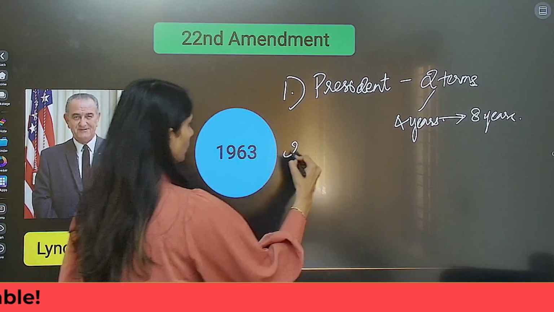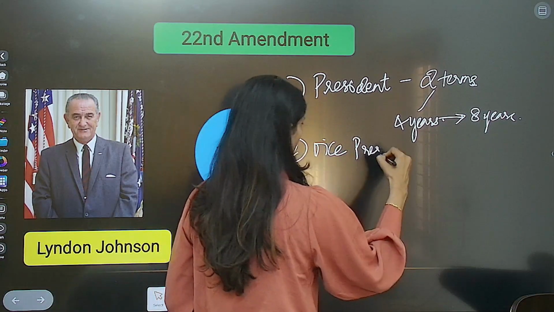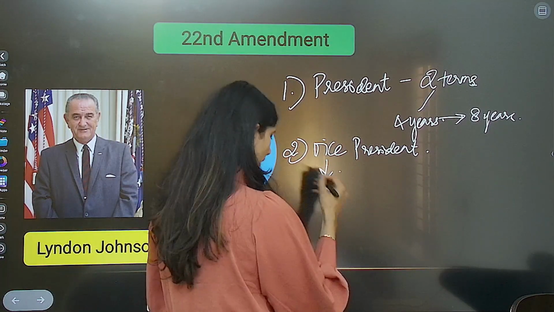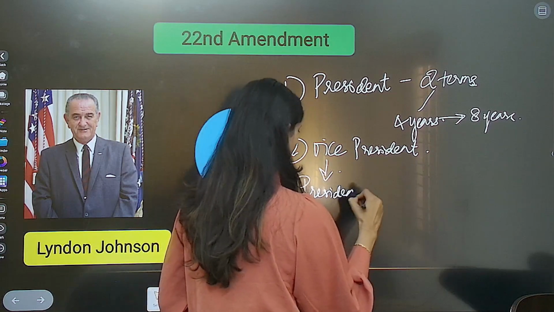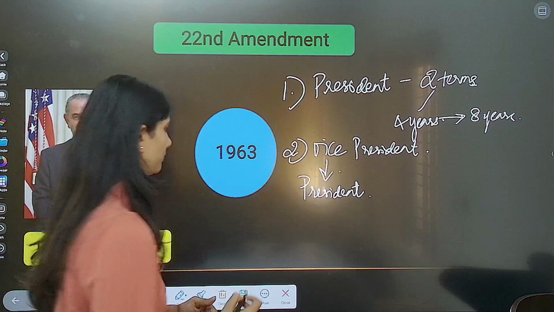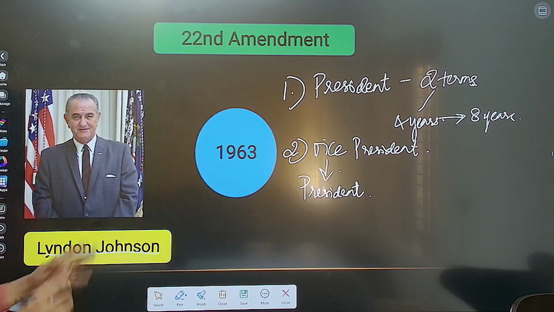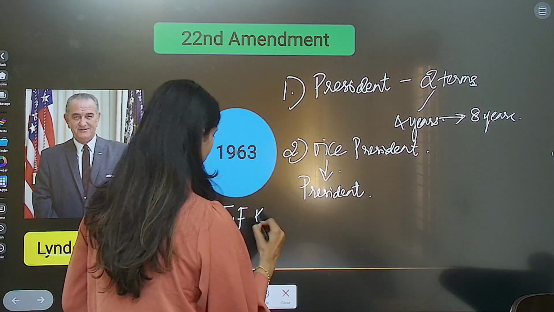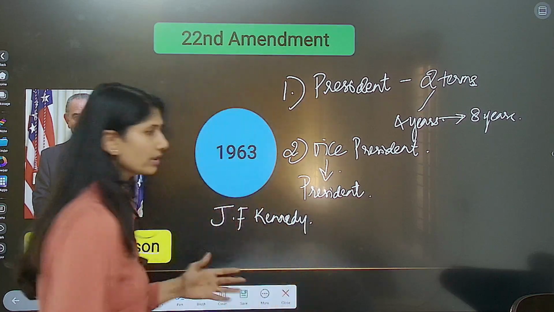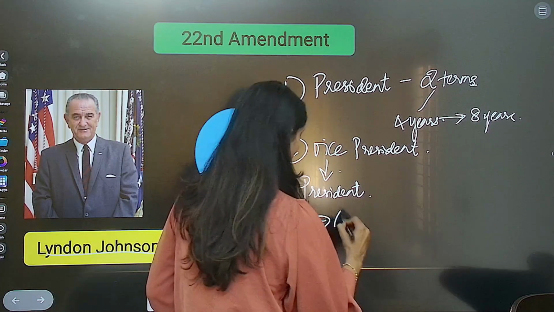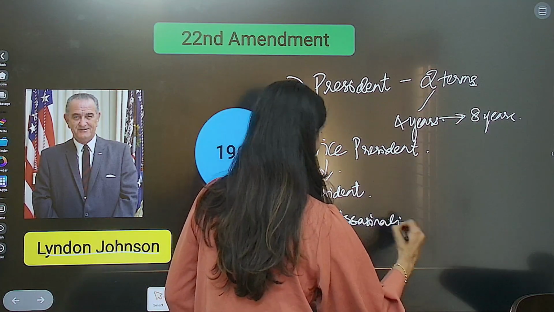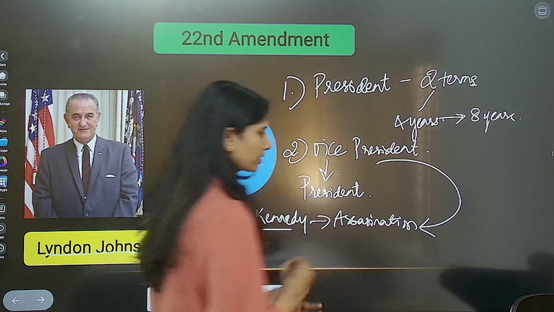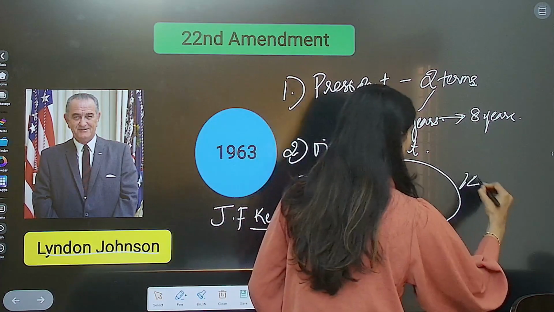It also speaks about the vice president, wherein even if you are a vice president, you can become the president for 2 full terms, provided that... I'll give you one example. Take the example of Lyndon Johnson, you'll understand this better. He was the vice president during John F. Kennedy's time, and during the assassination of John F. Kennedy, the vice president, Lyndon Johnson, stepped in to become the president. Here, he served as president for 14 months.